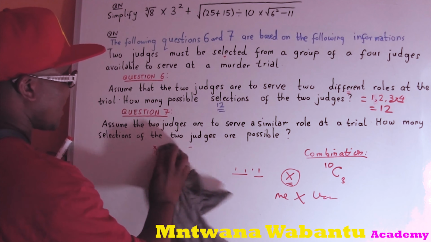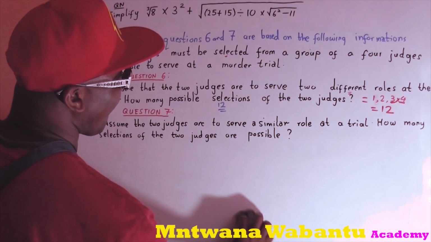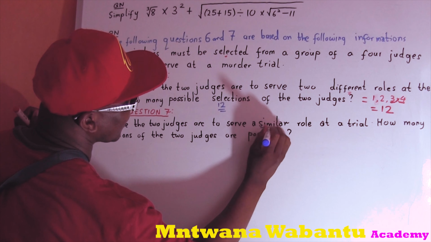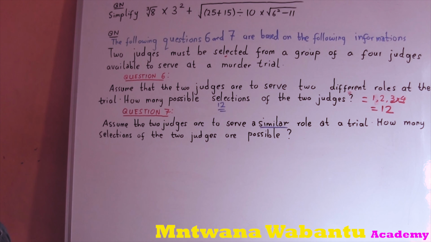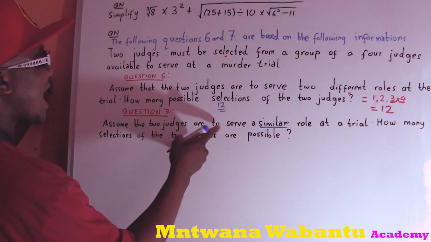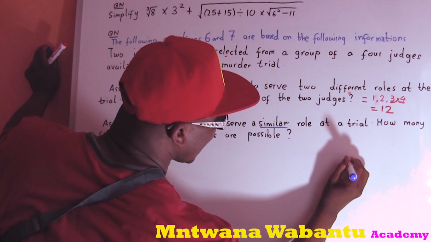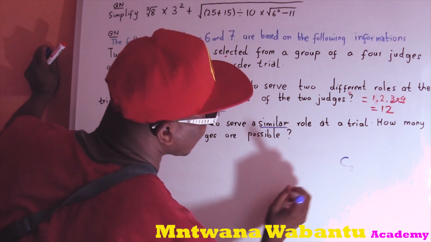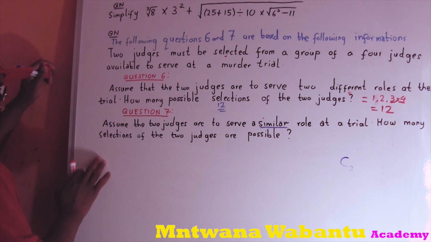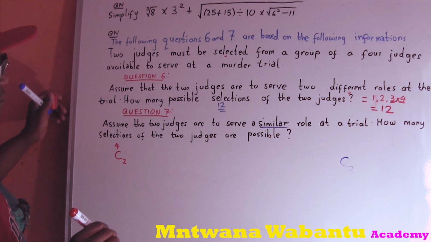So now, let me just make a space here. Okay, now they say assume 2 judges are to serve. You see now, it's similar. Oh wow, if it's similar now, it's very easy. Remember, assume 2 judges are to serve, but remember, 2 judges have to be selected. So we're going to use combination. Let me just write here: combination, I'll select 2 from 4.